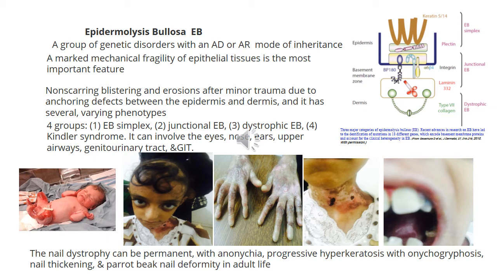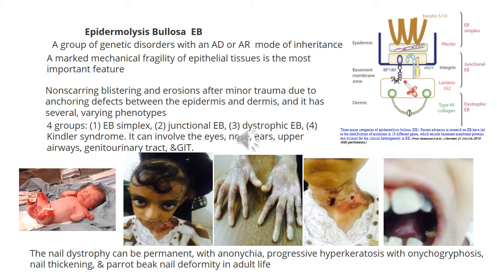This basement membrane defect, or defect in the dermis, gives epidermolysis bullosa simplex. With the basement membrane zone defect and integrin affected, we have the junctional type of epidermolysis bullosa, or in the dermis, dystrophic epidermolysis bullosa. So we have 4 types of epidermolysis bullosa: simplex, junctional, dystrophic, and Kindler syndrome, which is very severe. It can involve the eye, nose, ear, upper airway, genitourinary tract, and GIT.